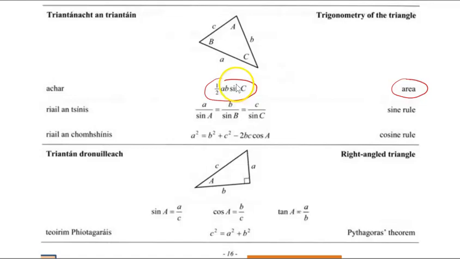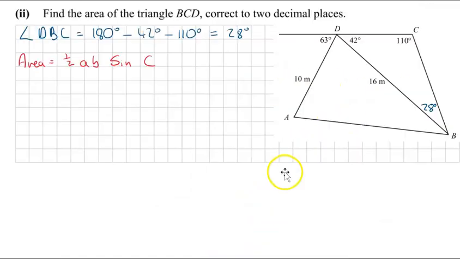So we're going to use this formula, half ab sine C, which is the area formula from page 16. So area is equal to a half ab sine C. The side BC is equal to 11.39 meters. We worked that out in part 1. So I'm going to draw that in, 11.39 meters.